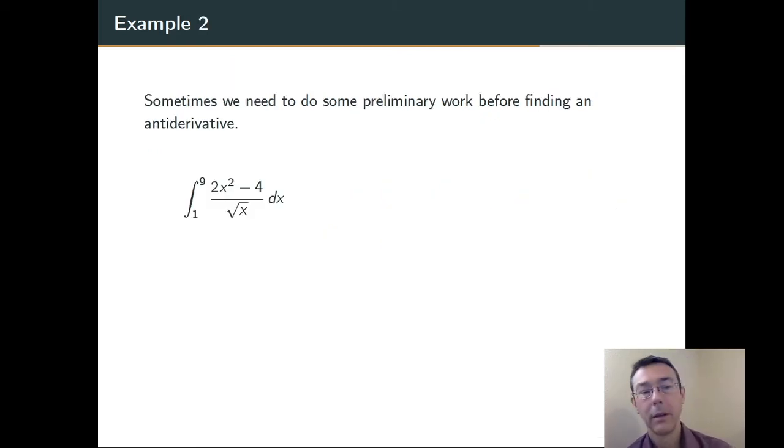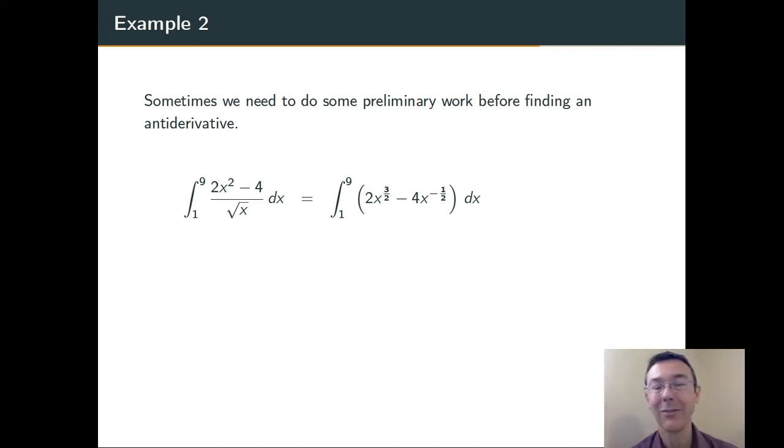Let's do another one. Integral from 1 to 9, 2x squared minus 4 over the square root of x dx. We want to get an antiderivative here, but we need to do a little work first. There's no quotient rule for antidifferentiation. So we're going to simplify this. We're going to break up that quantity 2x squared minus 4 over the square root of x into two pieces. 2x squared over the square root of x and negative 4 over the square root of x. And then I'll simplify the exponents. 2x squared over the square root of x is 2x to the 3/2. Similarly, negative 4 over the square root of x is negative 4x to the negative 1/2.